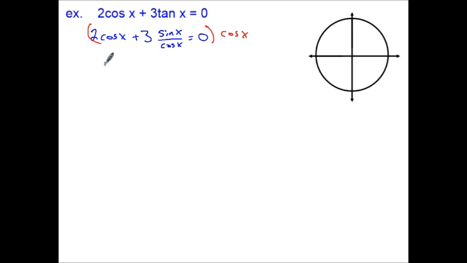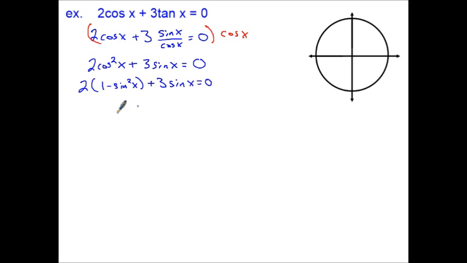Multiplying through by the cosine gives me 2 cosine squared x plus, again, the whole point was canceling out the cosine here, so this is just 3 sine x equals 0 times cosine, which is still 0. Now I'm in a little better shape, because I have a cosine squared and I have a sine, and I can turn cosine squared into sine. So let's do that. 2 parentheses 1 minus sine squared. Those Pythagorean identities are very, very useful. 3 sine x equals 0.